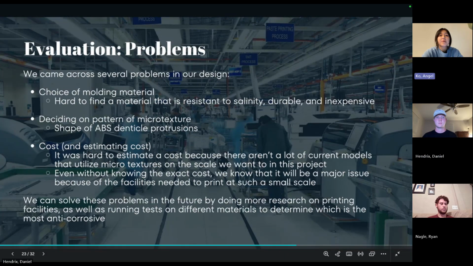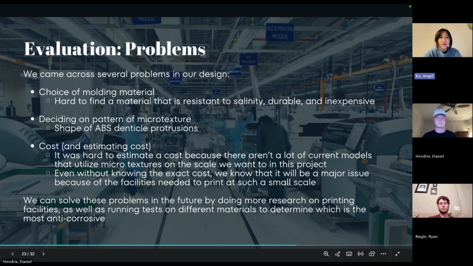Some of the problems that we came across in our design were the choice of molding material, because it's pretty hard to find a material that's resistant to salinity. Even the industry standards used in oil infrastructure equipment, such as the API metals, are susceptible to salinity, and we needed the durability required for underwater pressure, as well as being inexpensive. Another problem we had was deciding on the pattern of the microstructure, the shape of the denticle protrusions, which, since we aren't able to test them in real life, we weren't able to come up with the best shape to make this product the most effective.